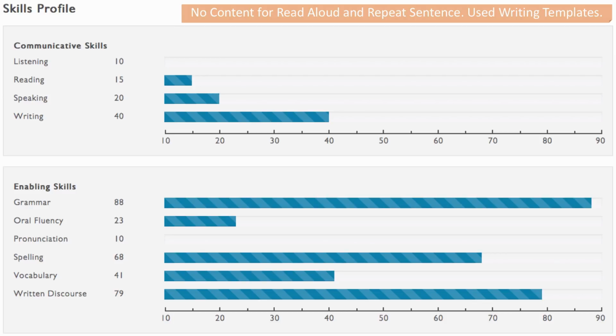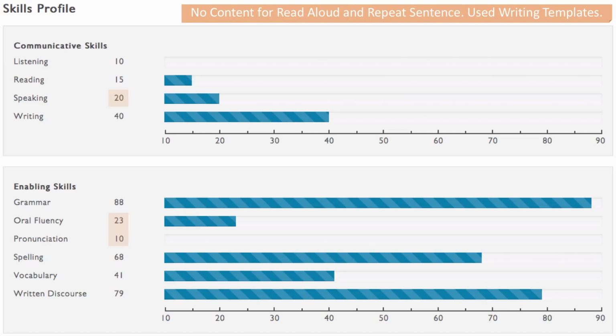However, I gave the correct answers for the describe image and retell lecture. I don't mean correct, I just used my templates, the same ones that I used to get 90 before. This was the score I received. Not only that, look at my fluency and pronunciation. I'm going to come back and explain this more in a bit.